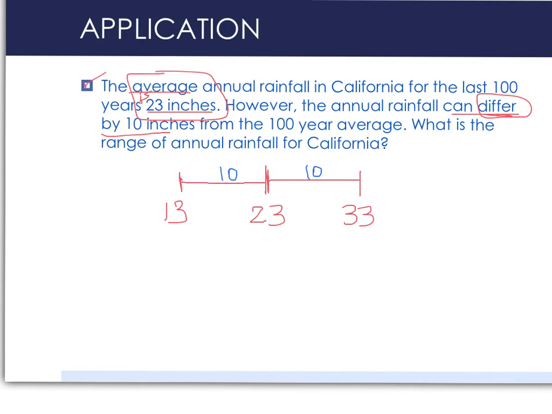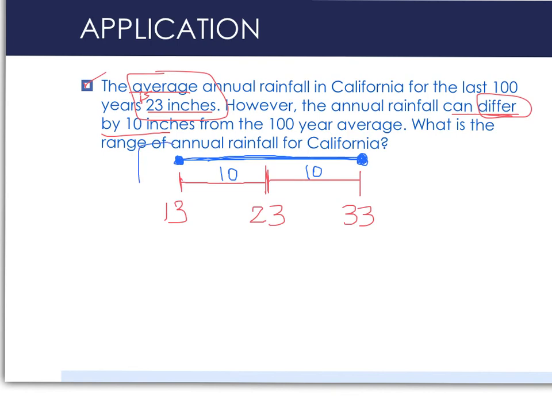Well, now that I have my graph, I can think about it as, it's going to include 13 inches, so that means it's going to be a colored in circle. And it's going to include 33 inches, so it's going to be a closed circle. And because it can be anywhere in between there, that means we're talking about this amount of space on the number line. Okay, so that's easy to look at and see simply from a common sense standpoint.